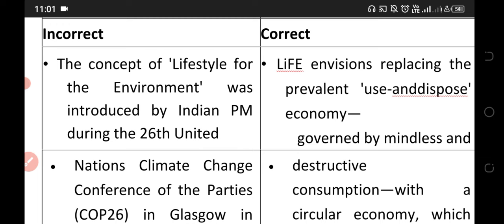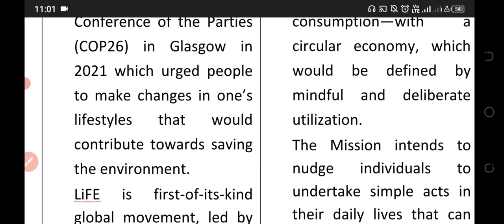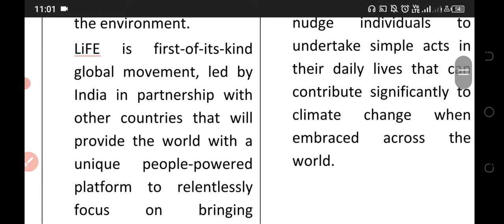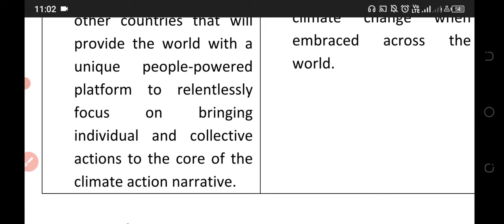at the 26th United Nations Conference on Climate Change, COP26, in Glasgow in 2021, which urged people to make changes in one's lifestyle that would contribute towards saving the environment. LIFE is the first of its kind global movement led by India in partnership with other countries that will provide the world with a unique people-powered platform to relentlessly focus on bringing individual and collective action to the core of the climate action narrative.